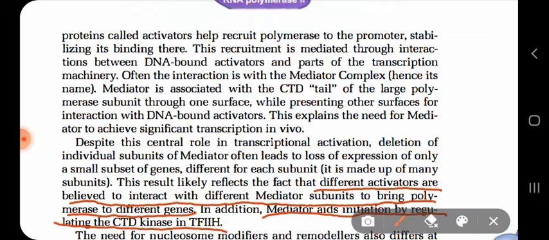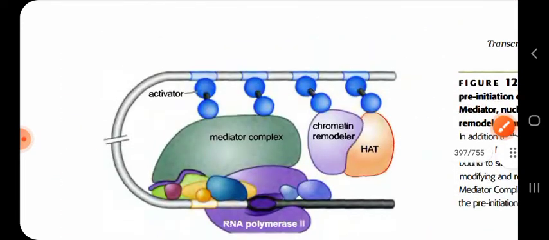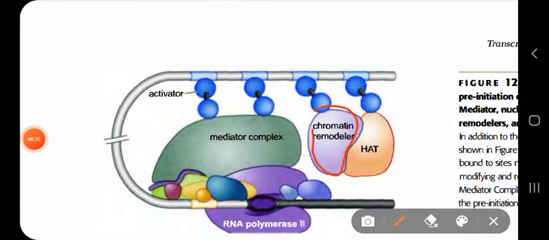Now in this picture, it also contains some more proteins, like chromatin remodeler and HAT protein. What do they do? Let us see.